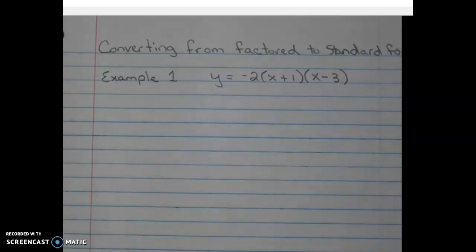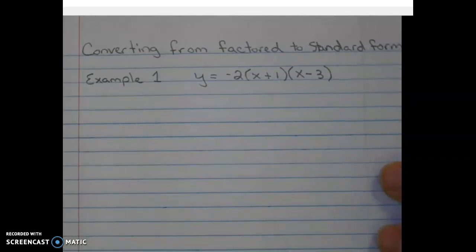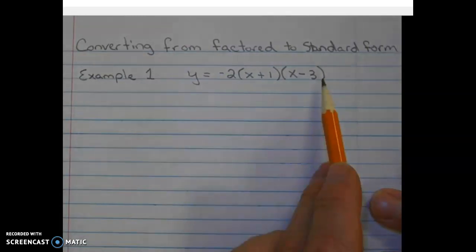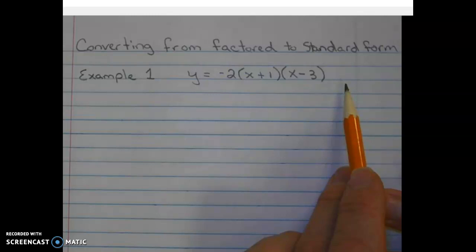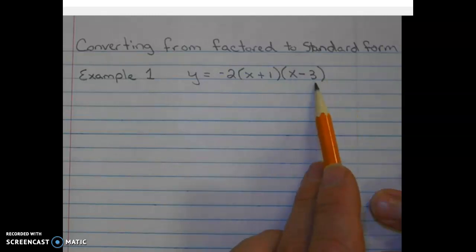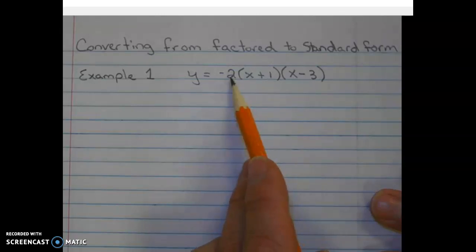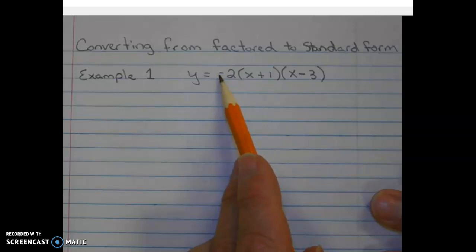Okay, class, so today's lesson is on converting from factored form to standard form. So here we are in factored form. We have two roots, one at (3, 0) and another root at (-1, 0). We have a vertical stretch, and we have a reflection over the x-axis.